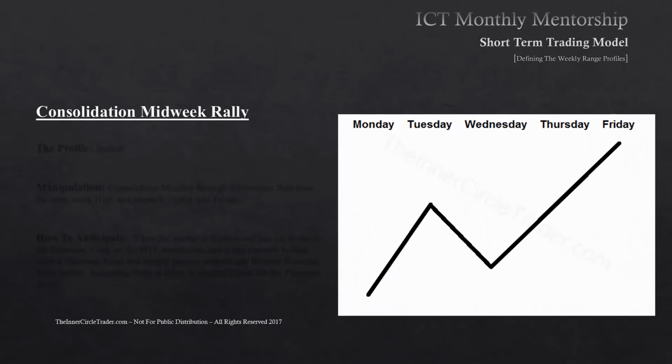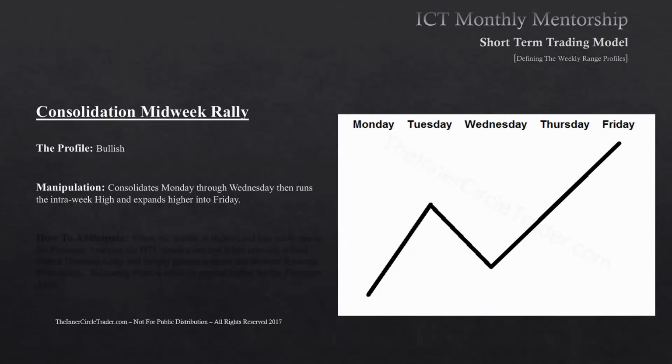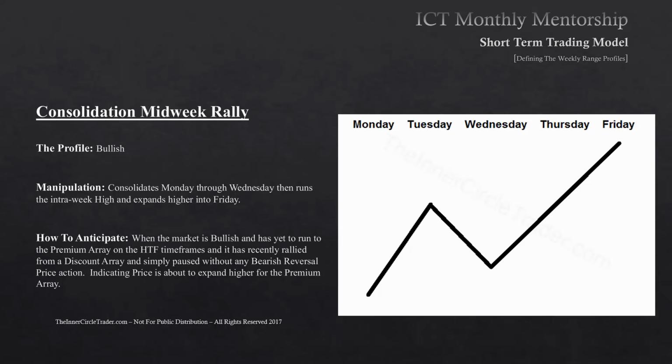Okay, consolidation midweek rally. This is a bullish market profile. Already expecting higher prices when you're looking for this. The manipulation you're expecting is consolidation Monday through Wednesday, then runs the intra-week high, and then expands higher into Friday. How to anticipate? When the market is bullish and has yet to run to the premium array on the higher time frames, it has recently rallied from a discount array and simply paused without any bearish reversal price action, indicating price is about to expand higher for the premium array.